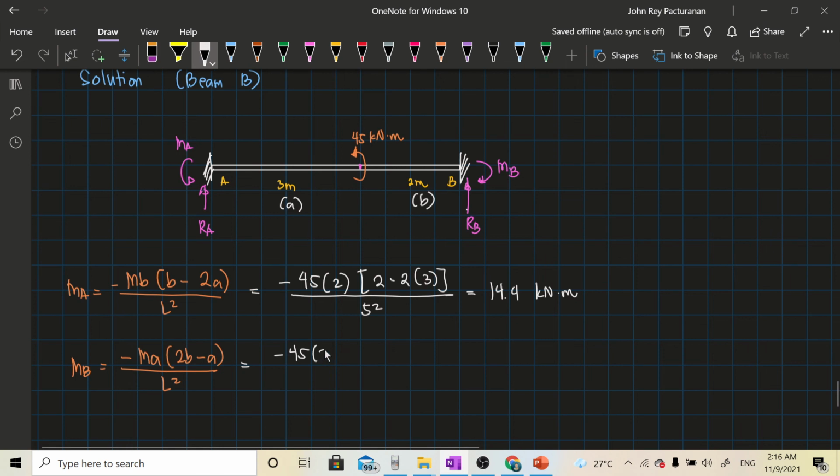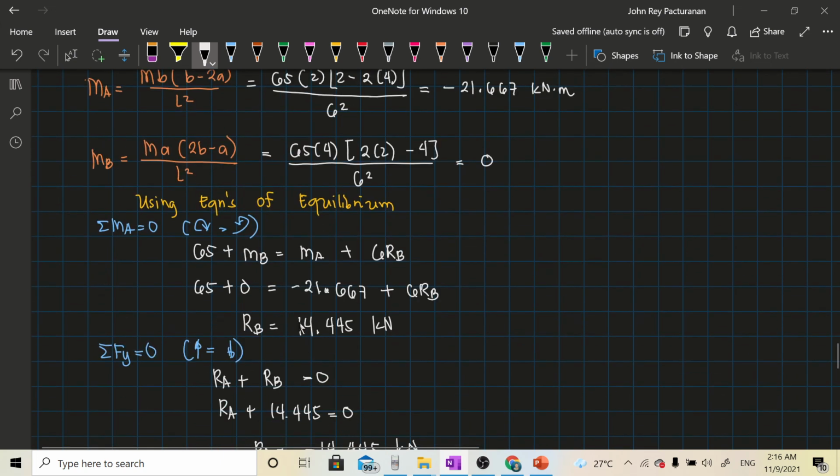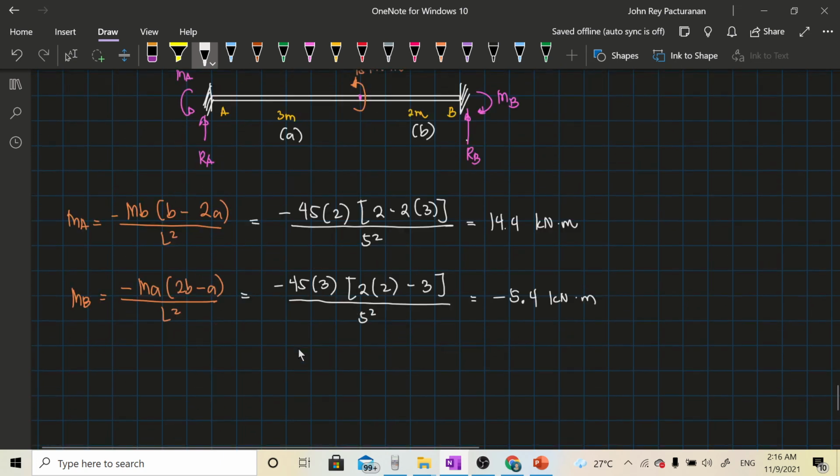So, dito naman, this is negative 45 multiplied by, yung A is 3. Sorry. Then, the quantity 2 times yung B natin ay 2 meters minus 3, divided by L squared. Again, 5 squared. So, negative 45 times 3, 2 times 2 minus 3, over 5 squared. So, ang sagot is negative 5.4 kilonewton meter. Okay? So, ayan. Nahanap na natin, class, yung mga values. So, proceed tayo sa next step.